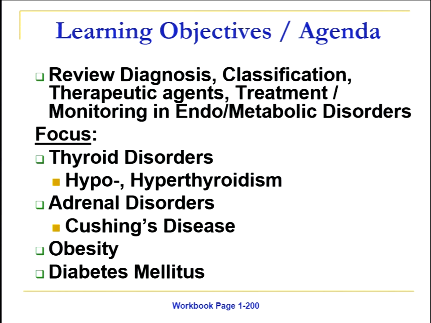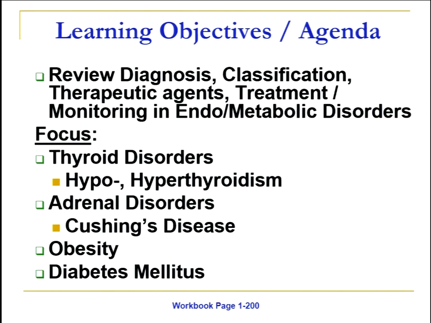What we are going to review, however, is the main concepts in the treatment of hypo and hyperthyroidism. We're going to look at Cushing's disease as part of the adrenal insufficiency and adrenal disorders. We're going to look at obesity and a lot of the newer medications out to treat obesity over the last few years and wind things up and spend most of our time on diabetes management, in particular diabetes mellitus.